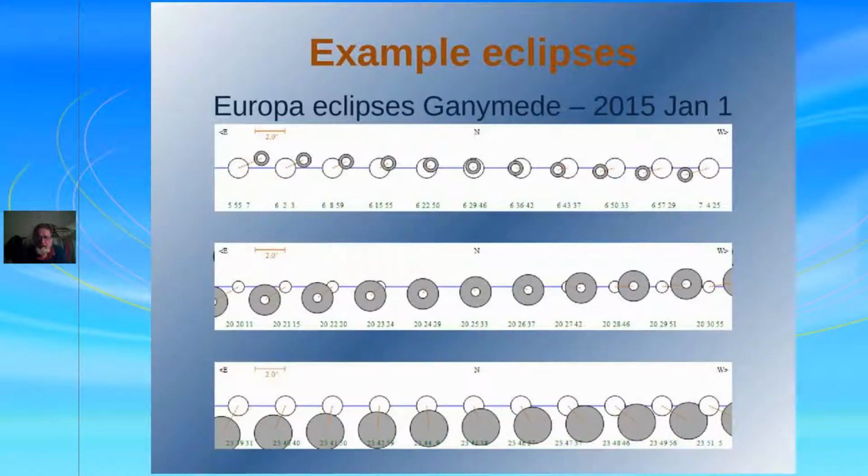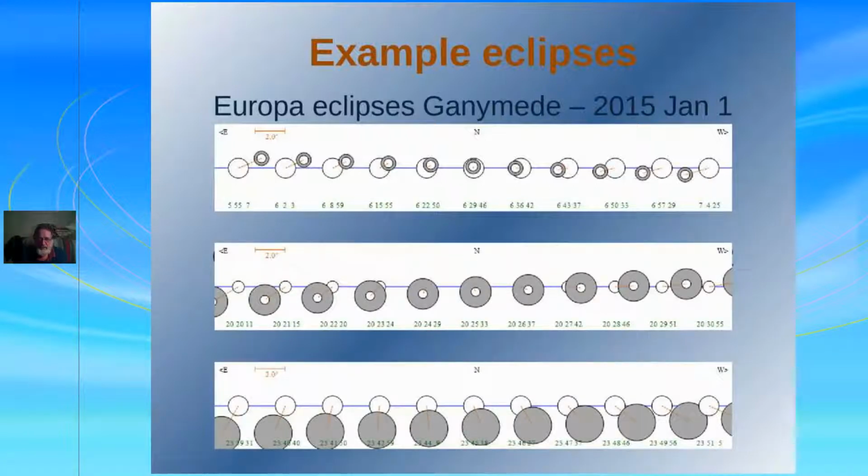Eclipses. The top one is Europa eclipsing Ganymede. With the eclipse, the inner clear circle is the umbral shadow. The grey annulus is the penumbral shadow. The size of the umbra and penumbra depends upon the distance between the two satellites, and that depends upon whether they're on the same side of Jupiter or on opposite sides of Jupiter.